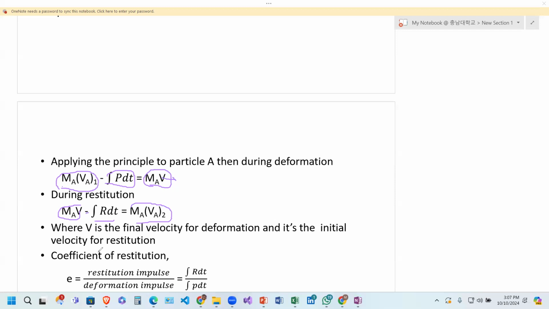Right, anyway. So now, I need to find the coefficient of restitution. How do we find the coefficient of restitution?